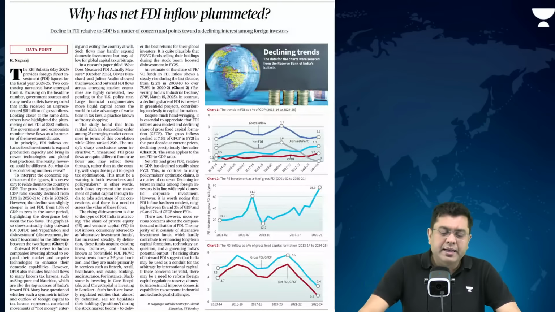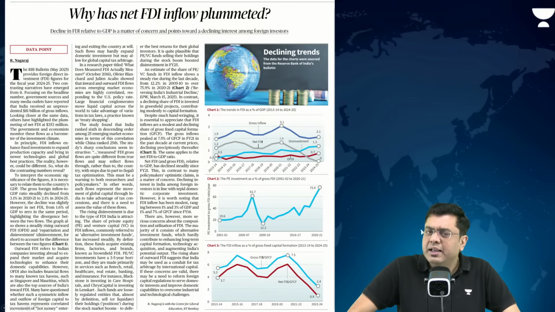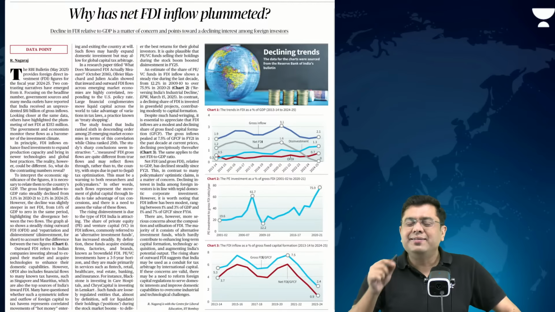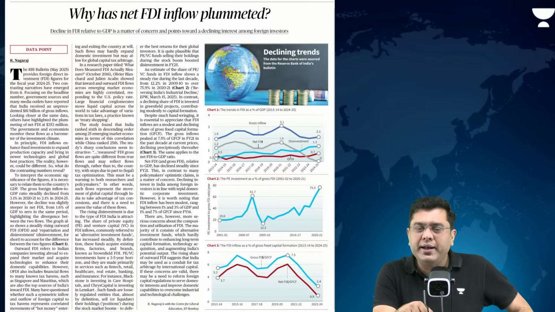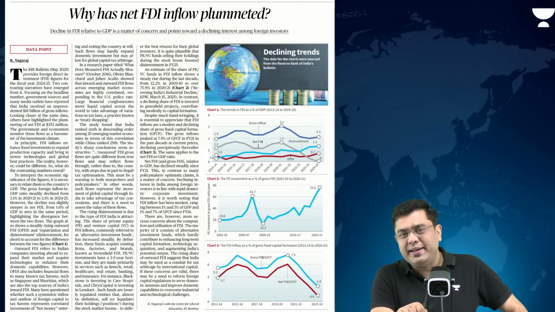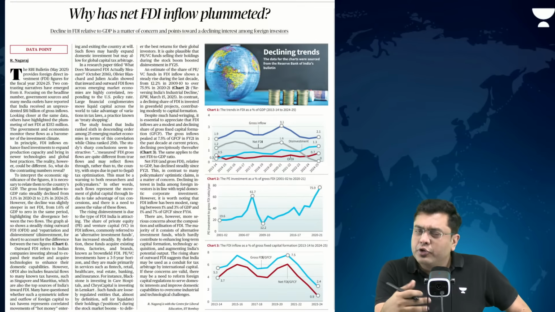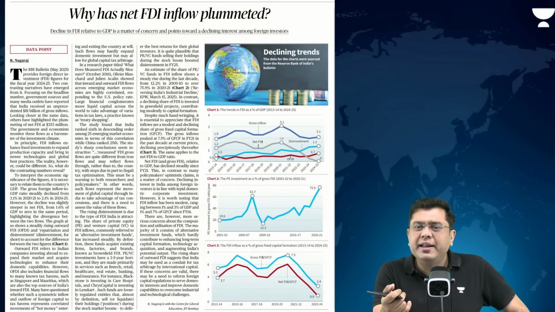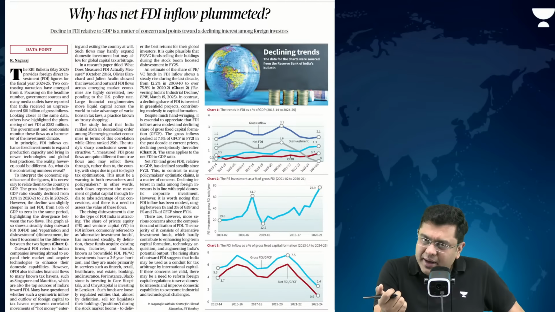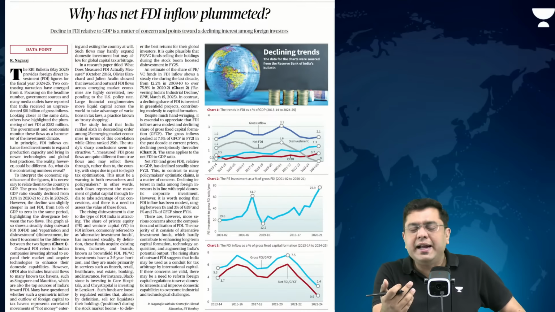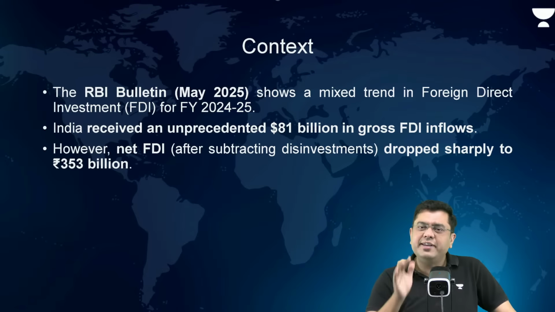Okay? Now, after this, coming to the next article. Why has net FDI inflow plummeted? That is, why is it that the net FDI inflow in India has declined? When we talk about foreign direct investment, basically foreign direct investment in India has declined. This is indicated by various charts. So what is the context of it?